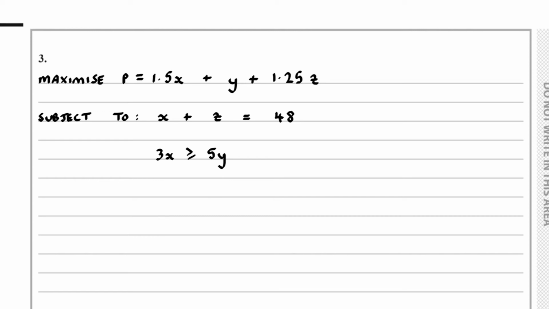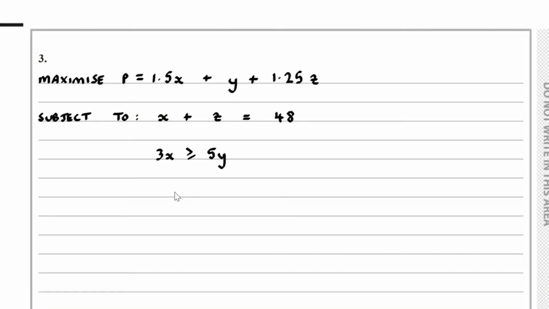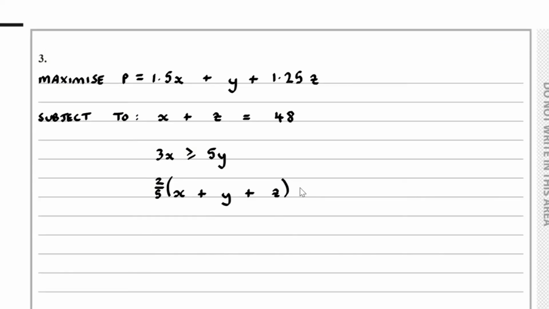And then at most 40% of the cakes will be muffins. Now 40% is the same as 2/5 as a fraction. Now the total cakes is given by x plus y plus z. And we want at most 40% of the cakes to be muffins, so we've got 2/5 lots of this. Muffins, remember, is z. So all this must be greater or equal to z.